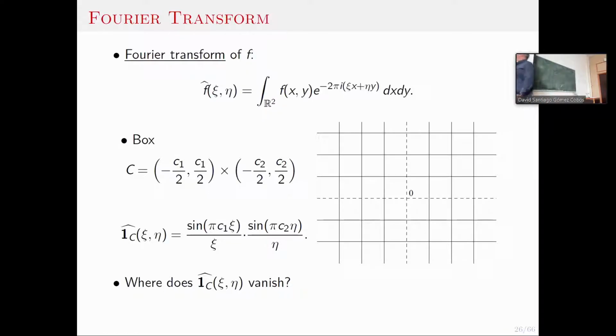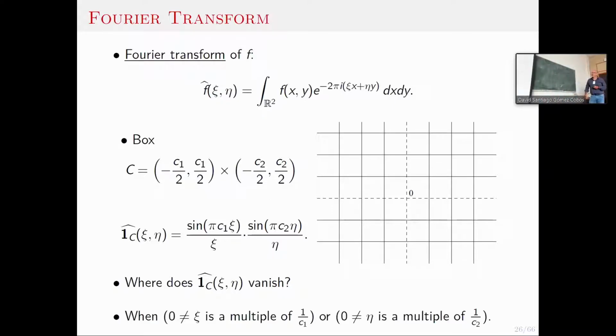Okay? And this is true for any box, both for the large box and for the small box. So (xi, eta) is part of the zero set if and only if either xi is a multiple of 1 over c1 or eta is a multiple of 1 over c2. It's very easy to comprehend.